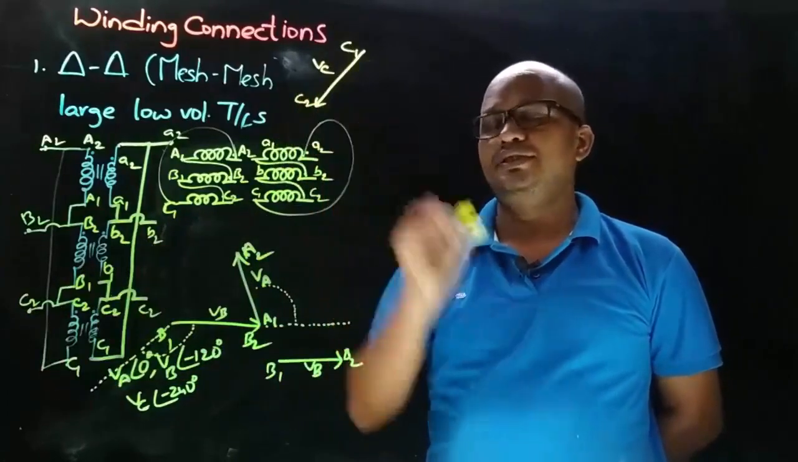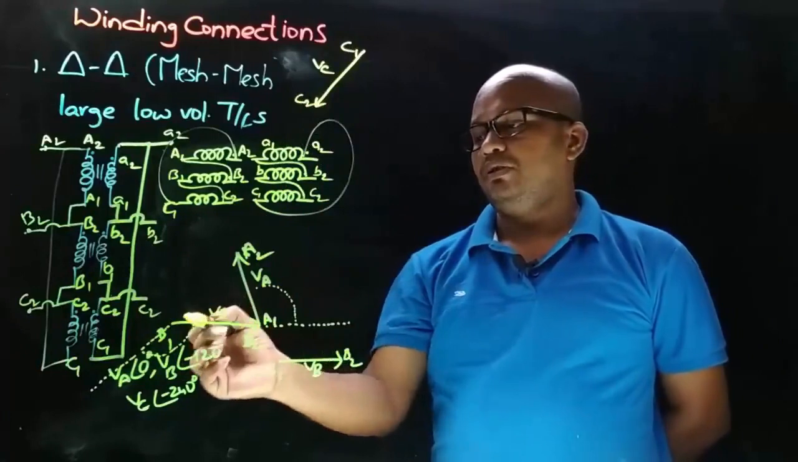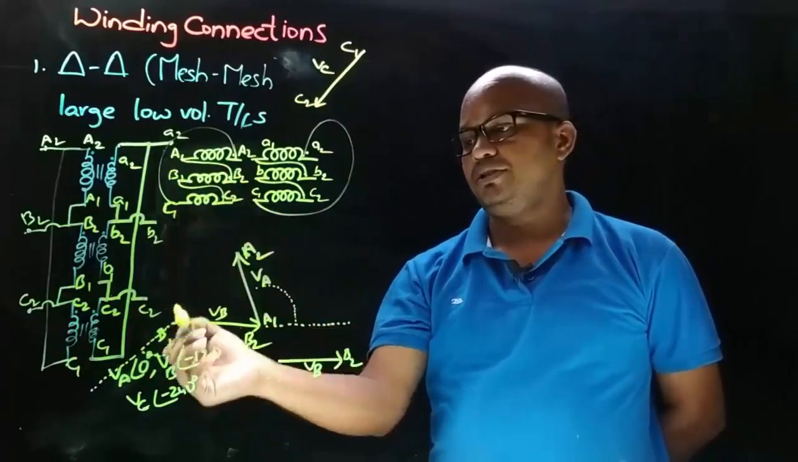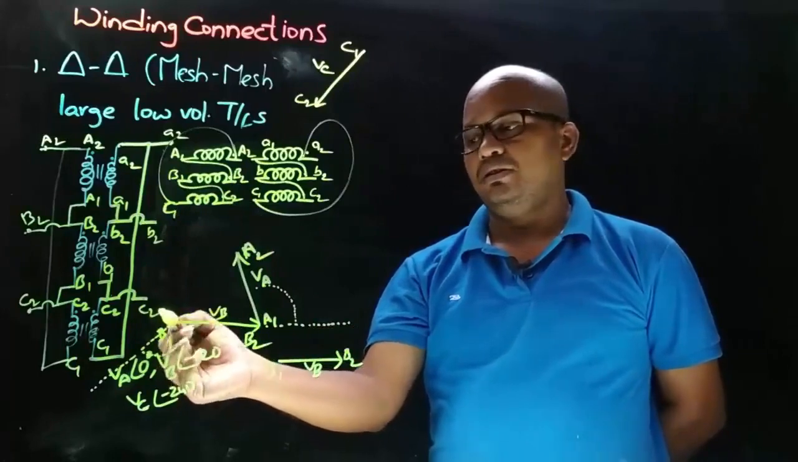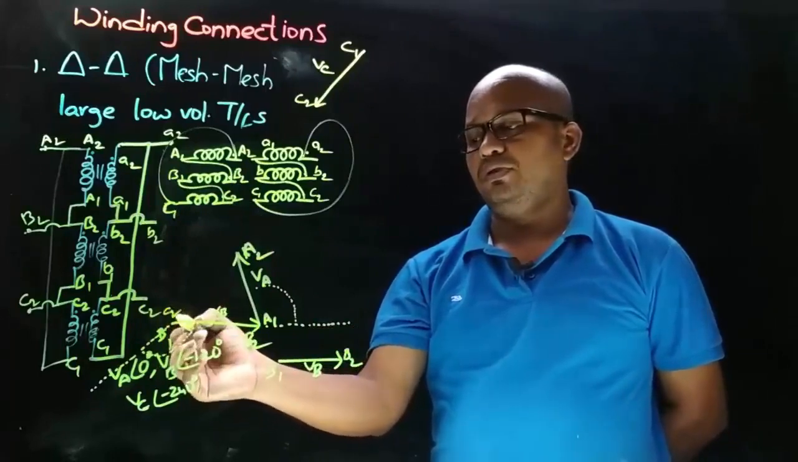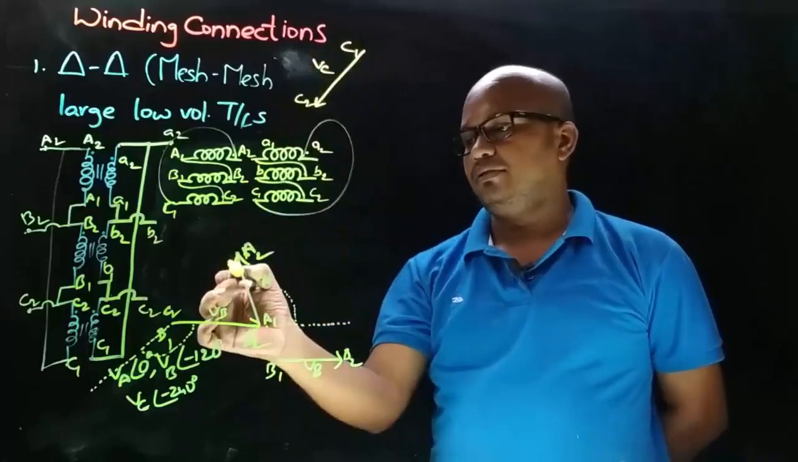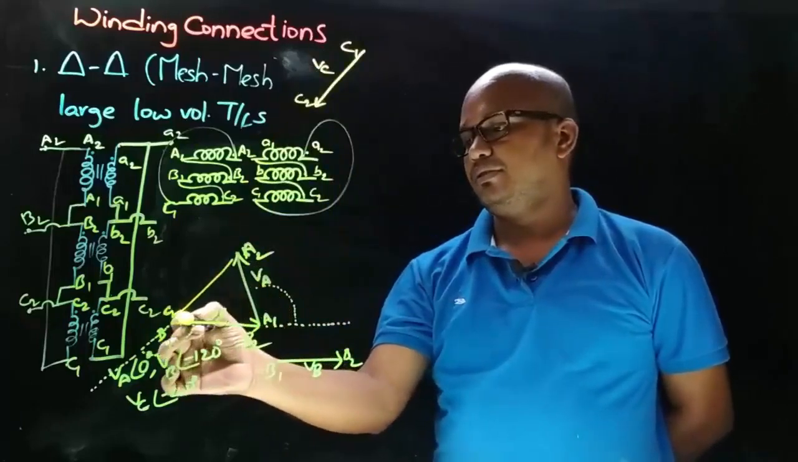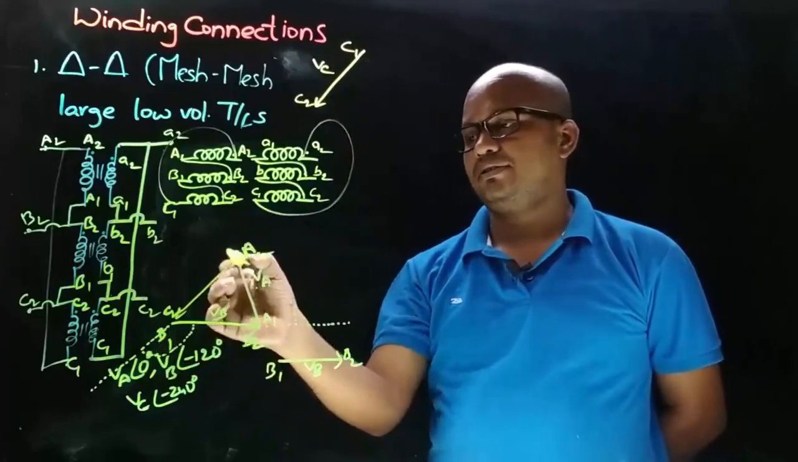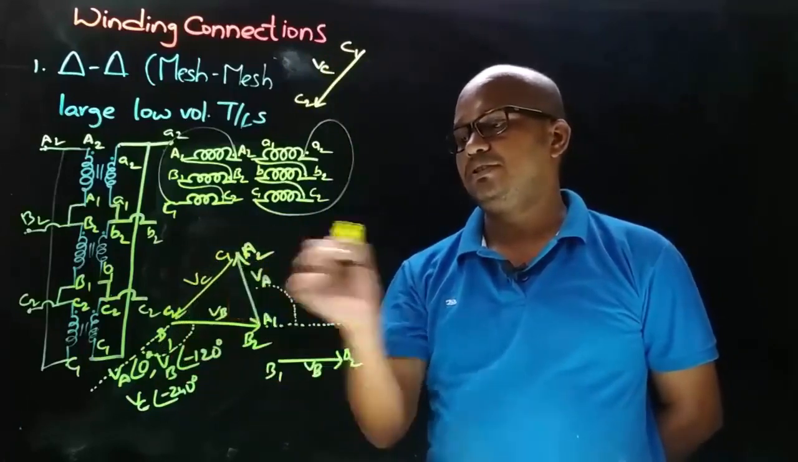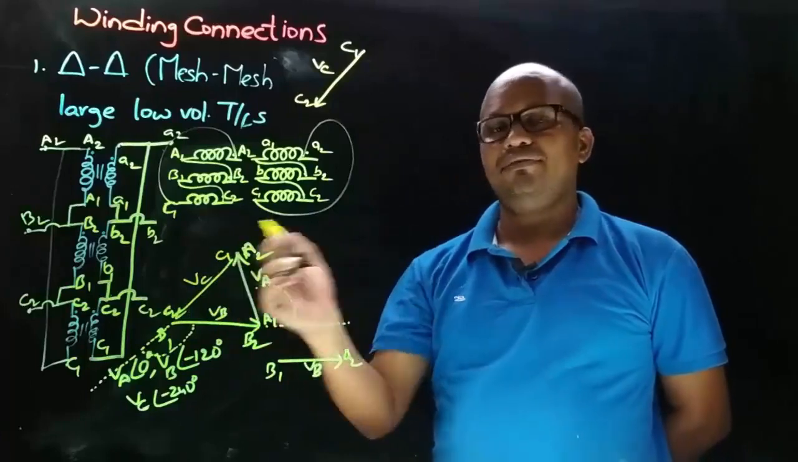So this is C1. And now observe that B1 is connected to C2, means this phasor is drawn like this. So this is capital C1 and this is capital C2 and this is VC phasor.